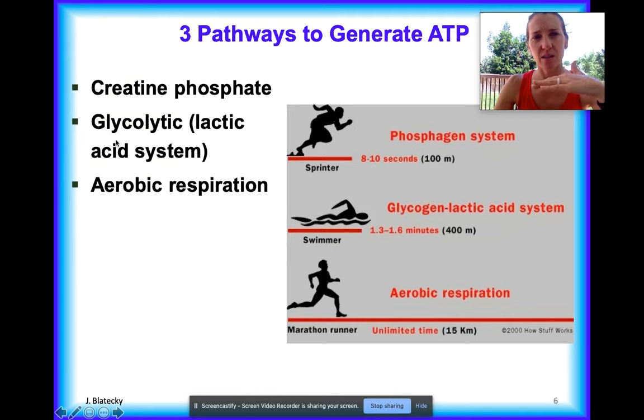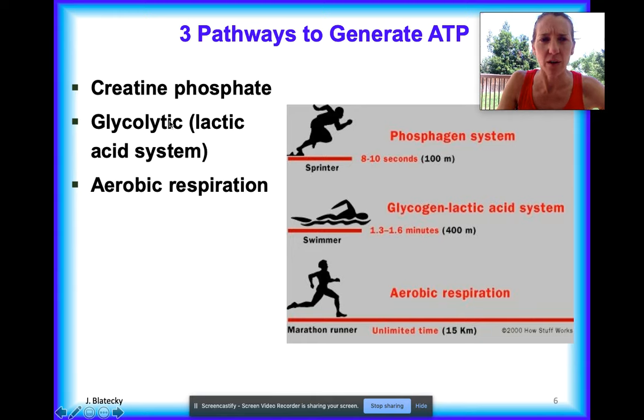The next system is commonly termed either the glycolytic or the lactic acid system. And so with this, the body is predominantly getting its ATP from glycogen that's stored in the muscles. And so when that's broken down, and if there's not enough oxygen present, that's where you get that lactic acid that's made. And so a lot of connections here with that chapter on metabolism.